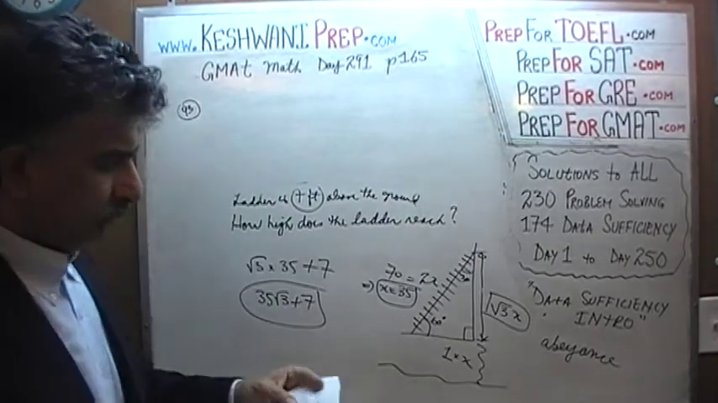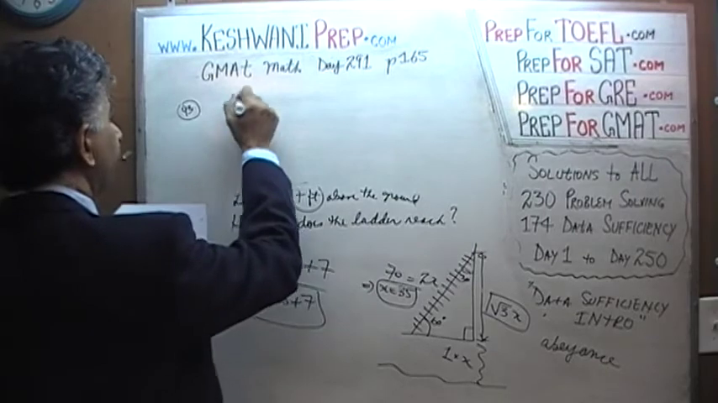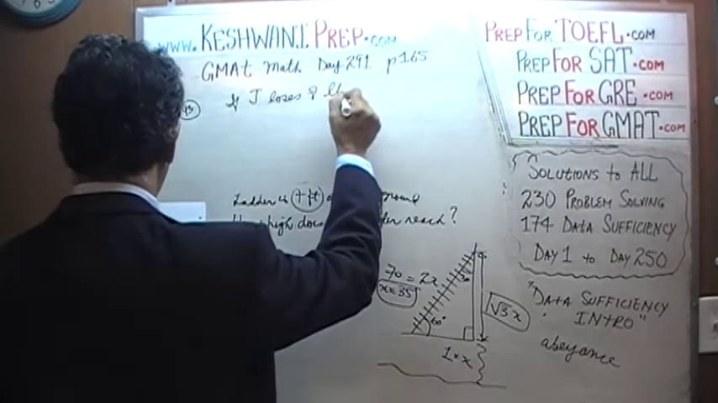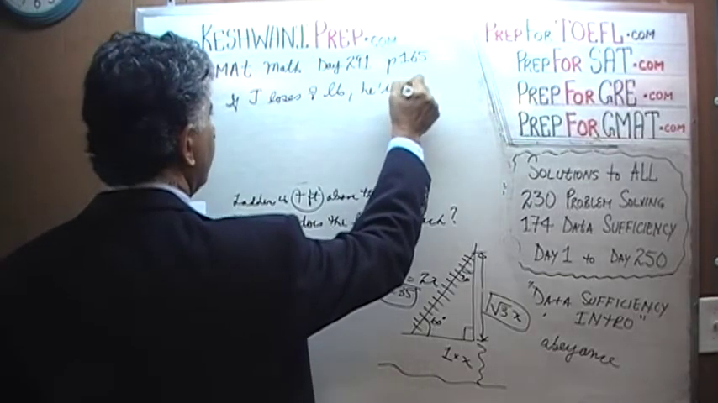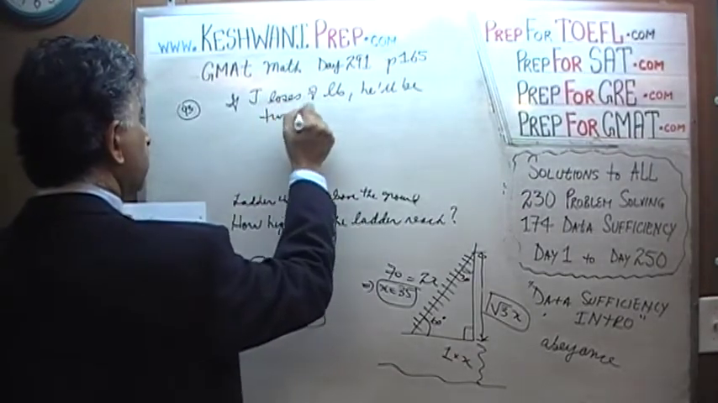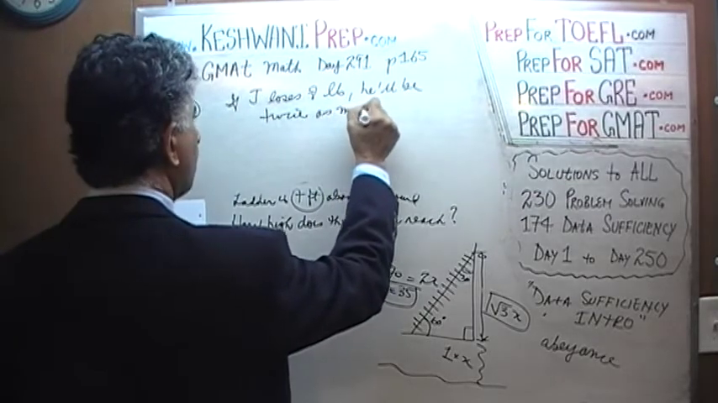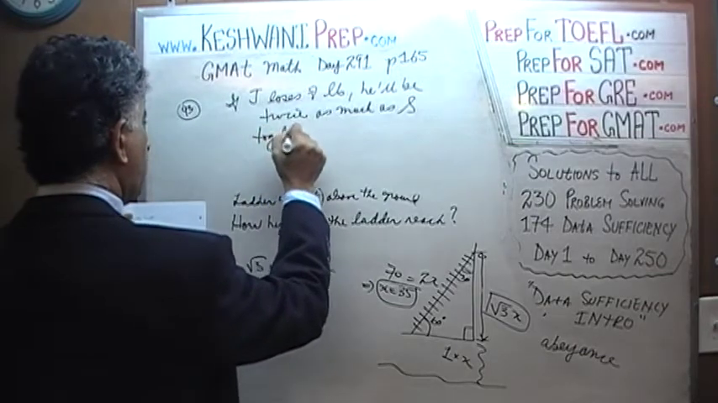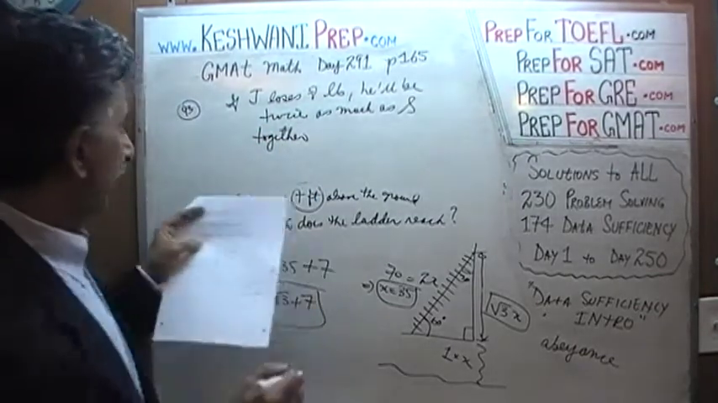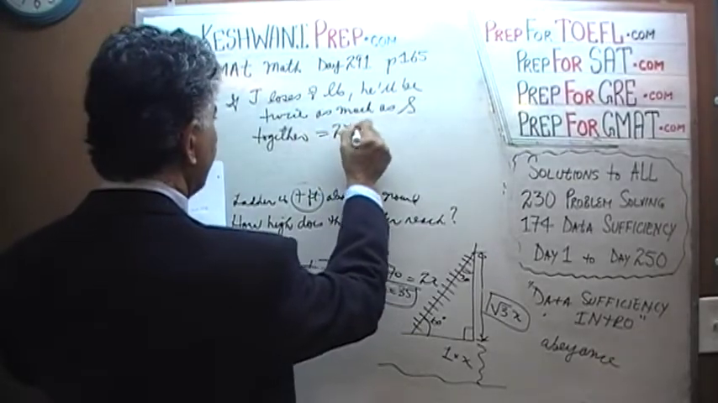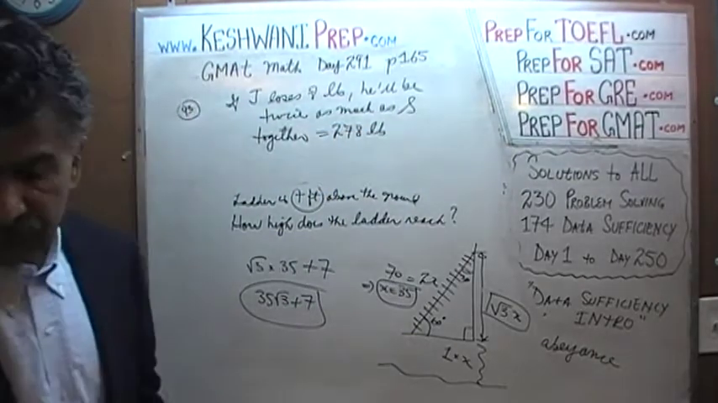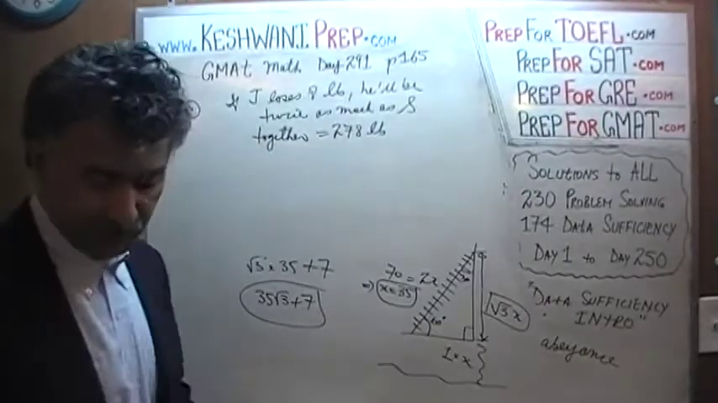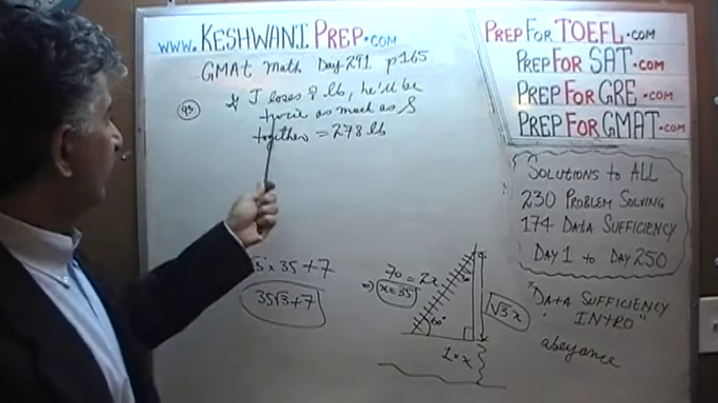It says if Jack loses 8 pounds, he will be twice as much as S. Together we are told that they weigh 278 pounds. Their weights together is 278 pounds, and we are told that if Jack were to lose 8 pounds, he will end up weighing twice as much as S.